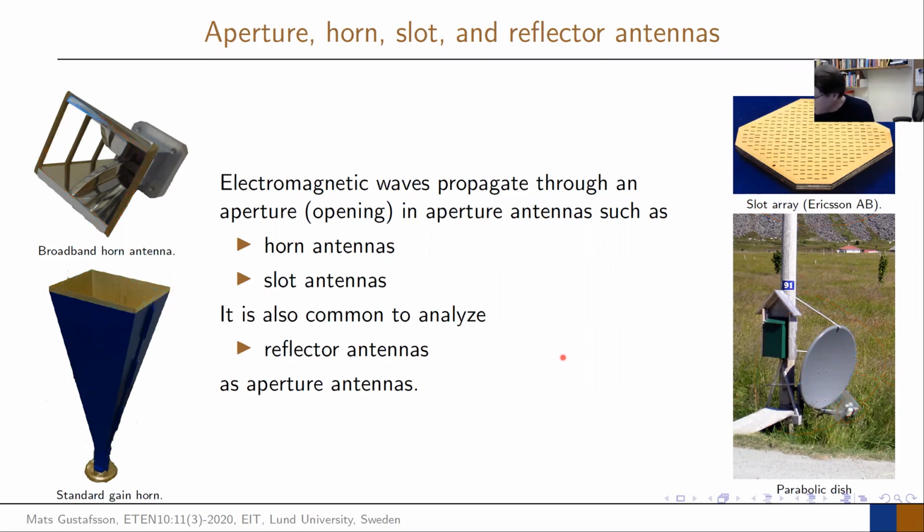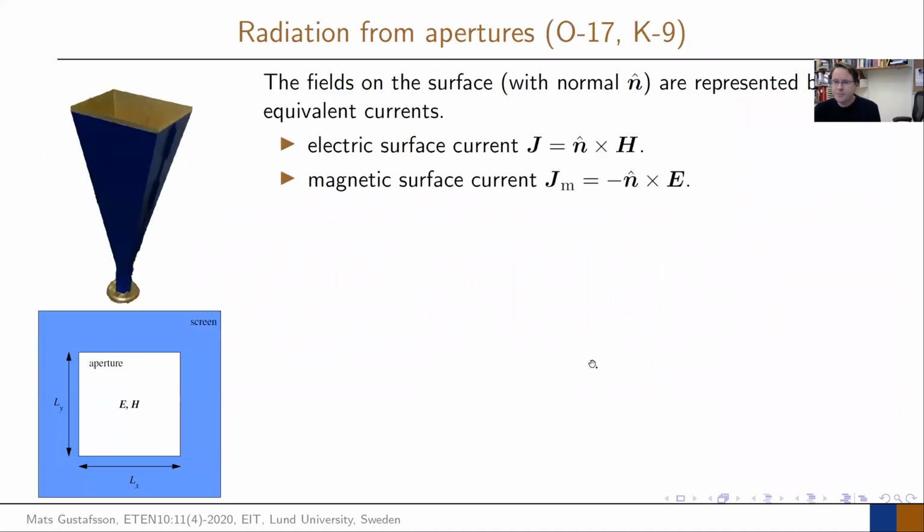So the first thing we have to do today is to look at radiation from these apertures to understand how these antennas radiate. To do that, we do what we always have done in this course and what you do for antennas. You start by saying what is causing the radiation.